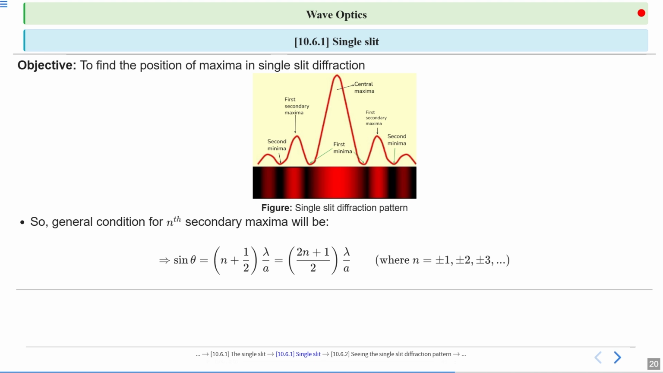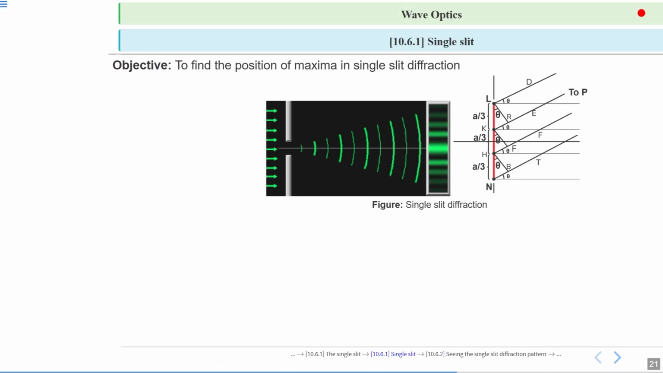Here n is starting from 1, not from 0. In the case of condition for nth secondary minima, that is n lambda upon a, and n is starting from 0, and n equal to 0 corresponds to central bright maxima. Now for secondary maxima, n is starting from 1, not from 0. Got it? So here lambda represents the wavelength of the light and a is the width of the slit. This equation tells us how the position of the maxima depends on the wavelength and the slit width.